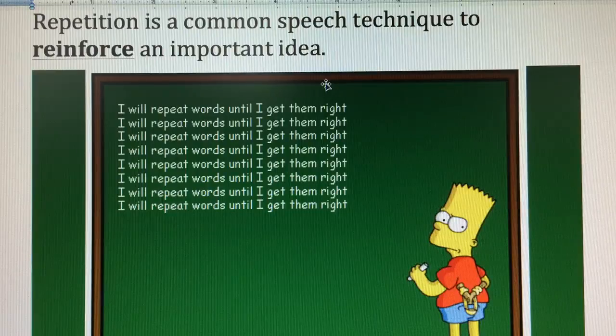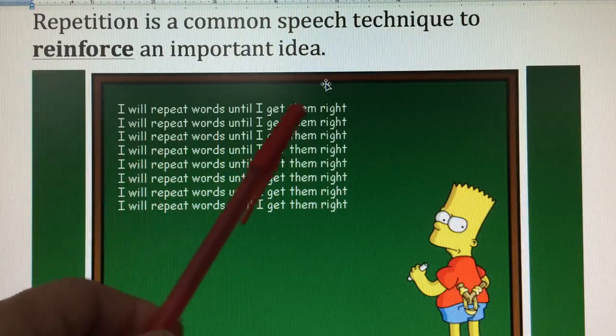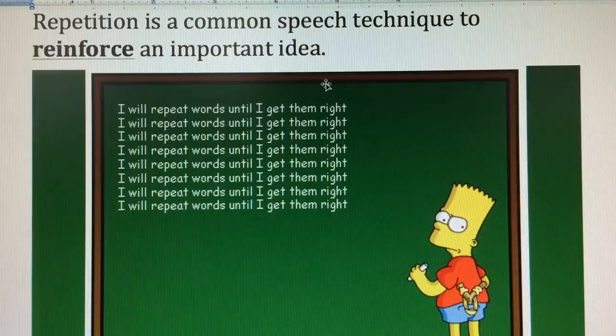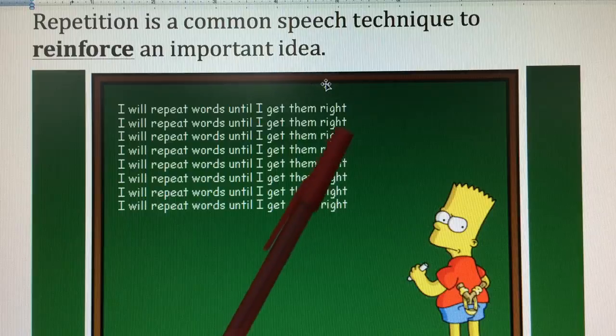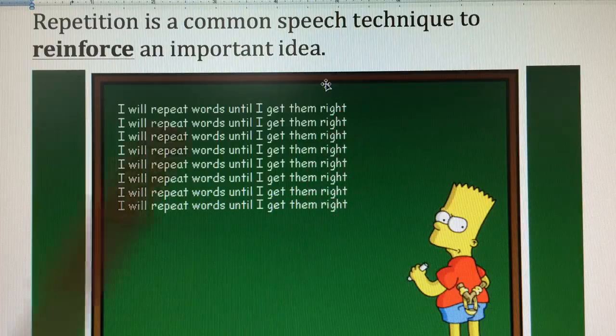So you have Bart Simpson writing, I will repeat words until I get them right, which is a pretty amusing use of repetition. Of course, he's going to get a lot of half points off because he's forgetting his period, so he's going to have to rewrite each of these sentences in order to get his credit.